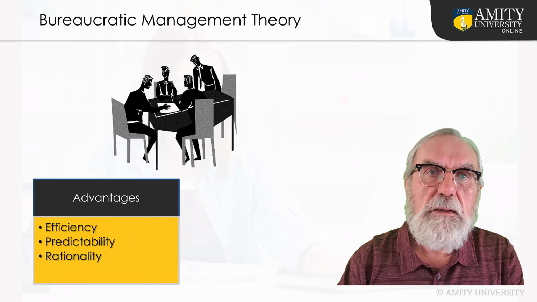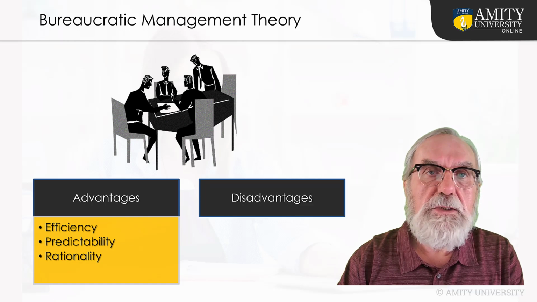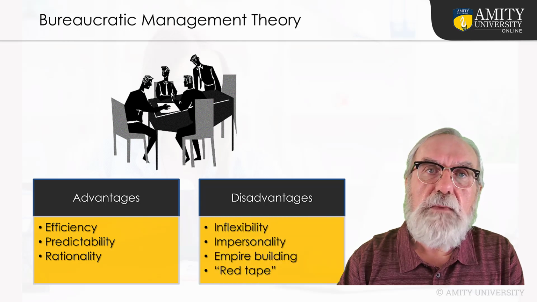Rationality. A measure of objectivity is ensured by prescribing in advance the criteria for decision making in routine situations. There are also some limitations to bureaucracy: inflexibility, impersonality, and empire building. Inflexibility: while the hierarchy and rules encourage efficiency, they can be very slow to adapt to new situations. Impersonality, in a bureaucratic organization, stresses the mechanical way of doing things. Organizational rules and regulations are given priority over individuals' needs and emotions.